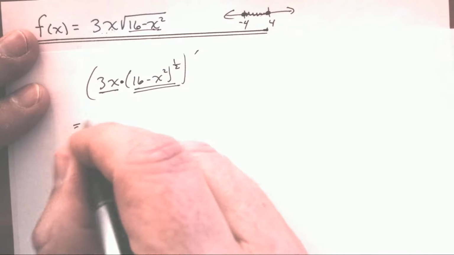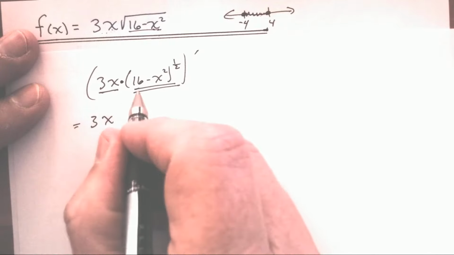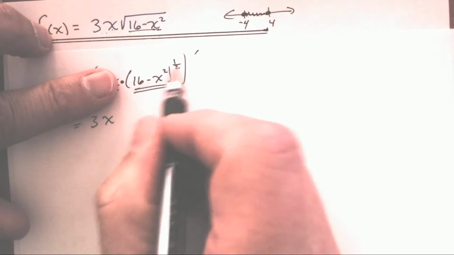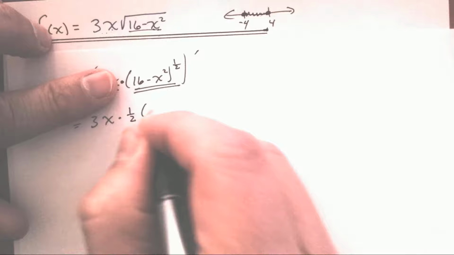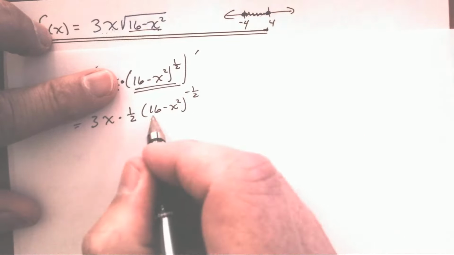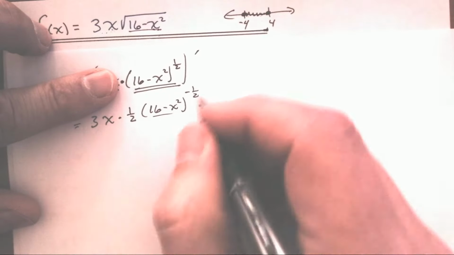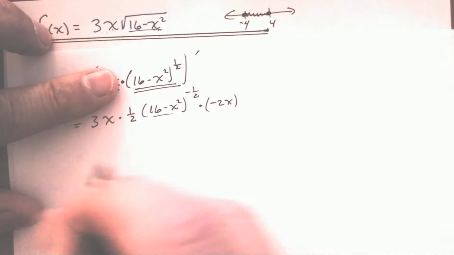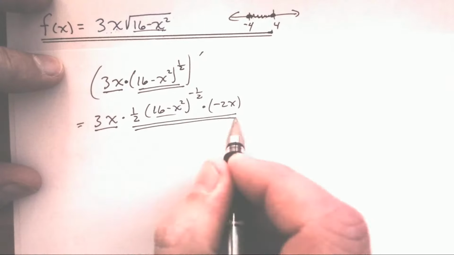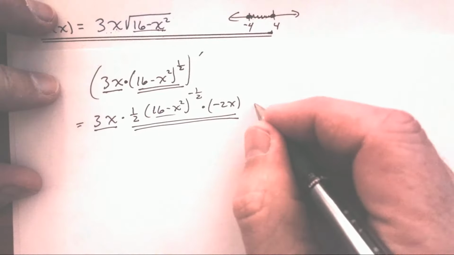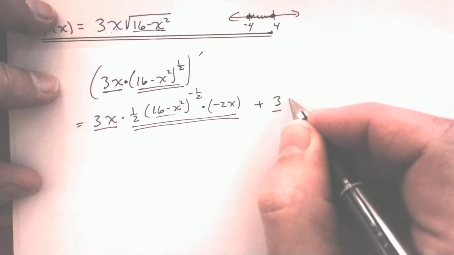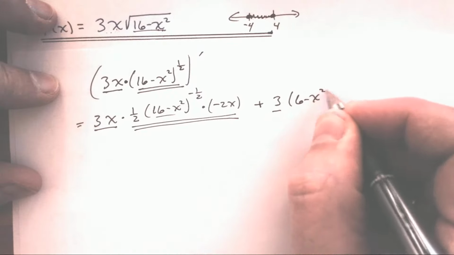I want the just plain first function times the derivative of the second. That is a chain. I have an inside function raised to the 1/2, so I want 1/2 the inside function to the negative 1/2, and then I need the inside derivative times negative 2x. So that is the first function times the second function's derivative. Then plus, this is the easy part, the first function's derivative, just 3, times the plain old second function.